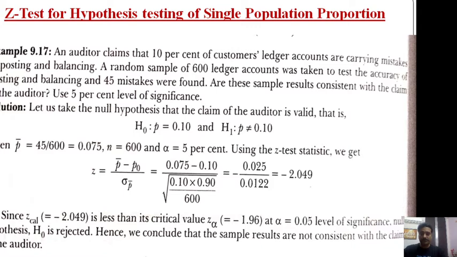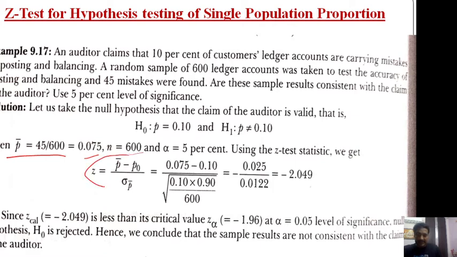Please be clear. A random sample of 600 ledger accounts was taken to test the accuracy of posting and balancing, and 45 mistakes were found. So when a sample of 600 ledger accounts was taken, there were 45 mistakes. Out of 600 there were 45 mistakes. If you find the sample proportion, that is p bar, you can see in the solution, p bar calculated from the sample, the probability of occurrence of a mistake, is 0.075, and n is 600.